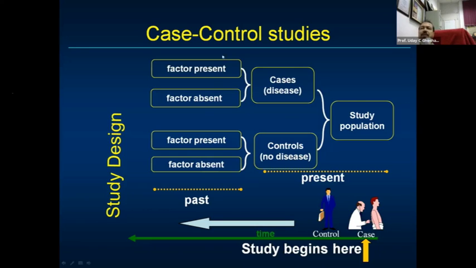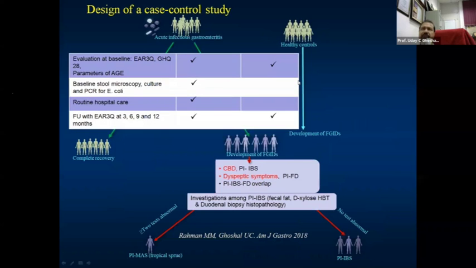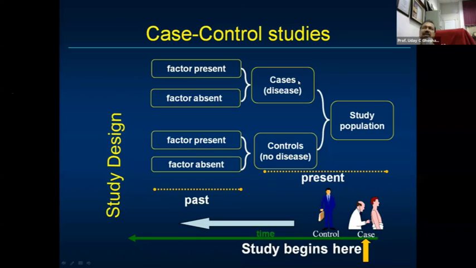You know why? Because this factor present and factor absent have happened over a long time. The H. pylori might have been acquired in last 20 years or 30 years or 40 years. But you are doing a cross-sectional study here. So cases and control, you are looking at factor present and factor absent. Now, this is the design of a case control study.